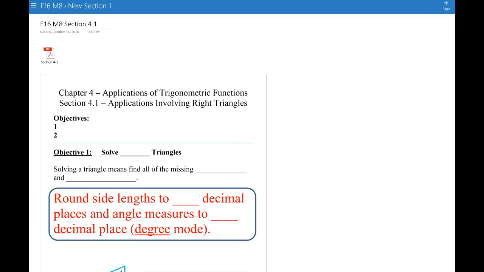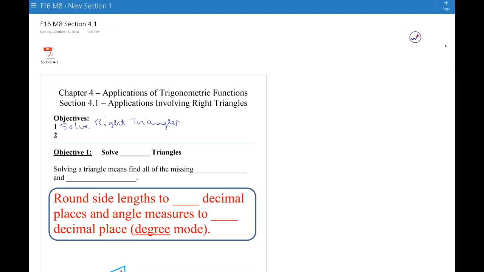We're starting a new chapter, Chapter 4, Applications of Trigonometric Functions. Section 4.1 is applications involving right triangles, so this is going to seem a lot like something we already did in Chapter 2, and in fact it's very similar. So Objective 1 is going to be to solve right triangles.